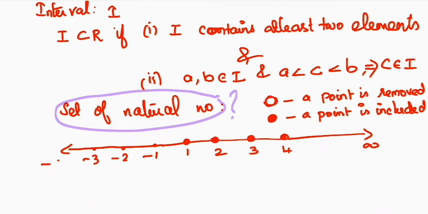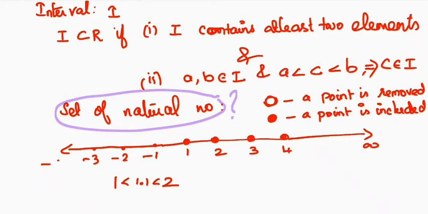Okay, I'll consider the two numbers 1 and 2. You see that the second point, A comma B belongs to I. So 1 and 2 are natural numbers, and you see that A is less than C less than B. So I'll take 1.1. It is 1 less than 1.1 less than 2.